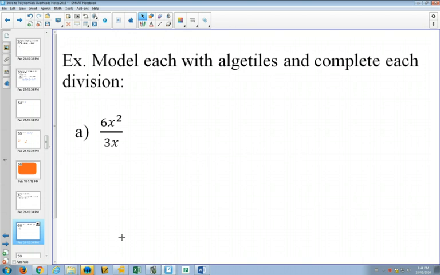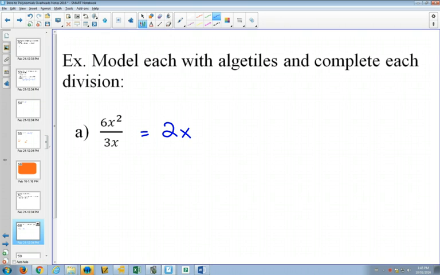Now, if we were doing them without algebra tiles, we simplify the coefficients like we would if it was a fraction. If you had 6 over 3, can you simplify that? What is 6 divided by 3? 2. So we would have a 2. And if you have x squared on top, which is x times x, and you have x on the bottom, what's going to happen? You're going to be left with just 1x, on the top or the bottom? The top. So we're left with 2x.